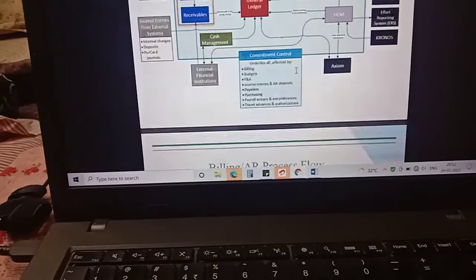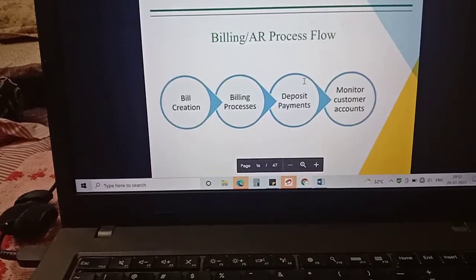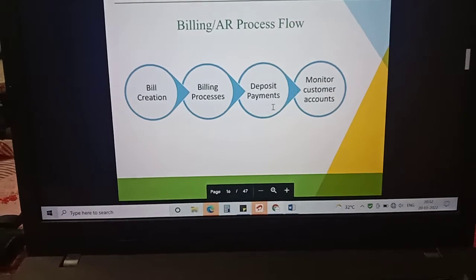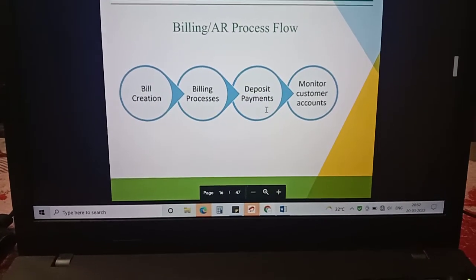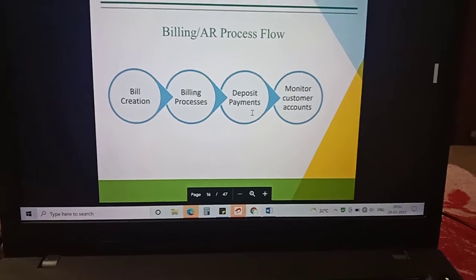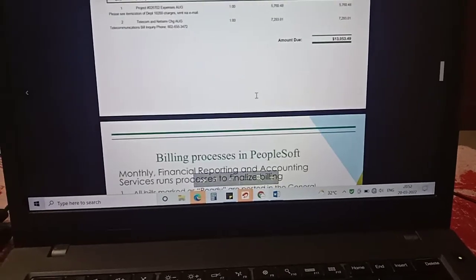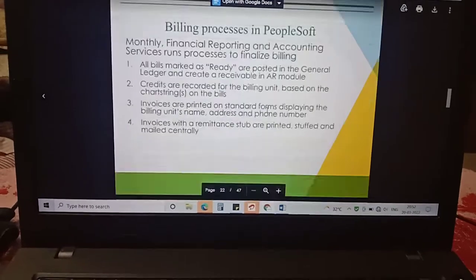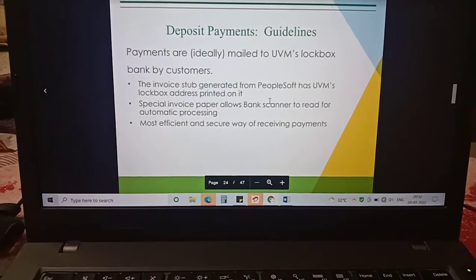Do check this in case of commitment control. Here they have mentioned the billing or AR process flow: bill creation, billing process, deposit payments, monitor customer accounts, and deposit payment guidelines.